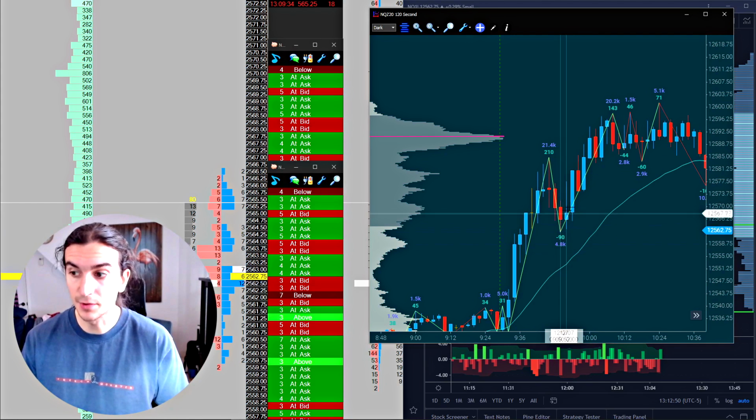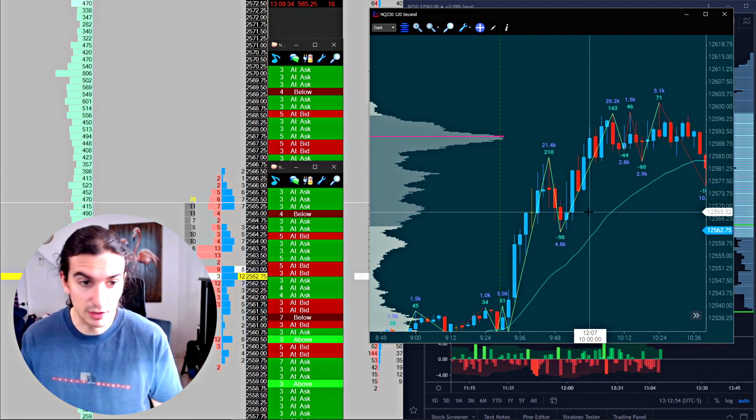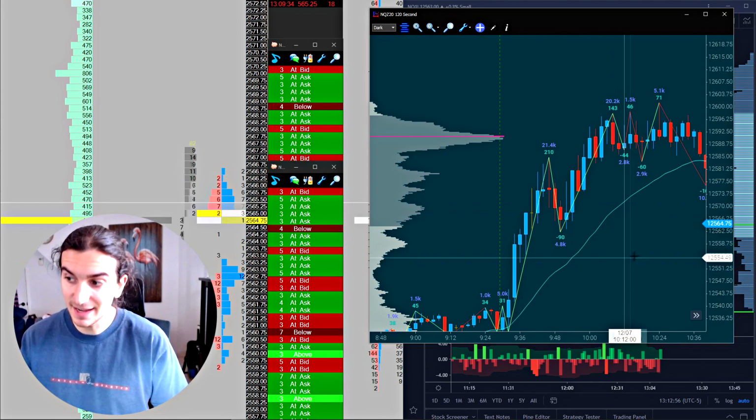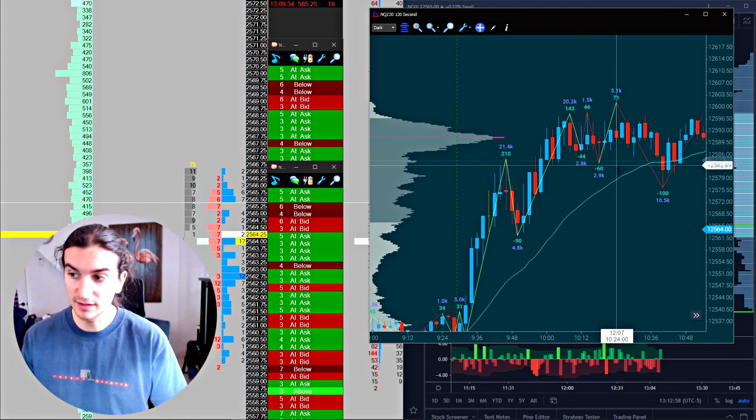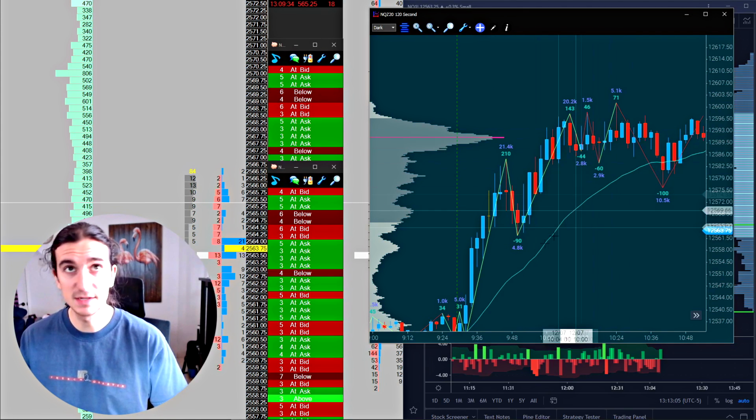Basically, it means if the number is positive, there were more buyers than sellers. If the number is negative, there were more sellers than buyers. Now, in some cases, looking at these delta divergences can give you insight about how strong or weak certain participants of the market are acting.